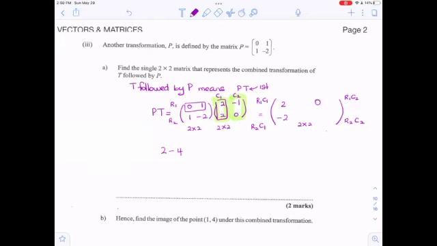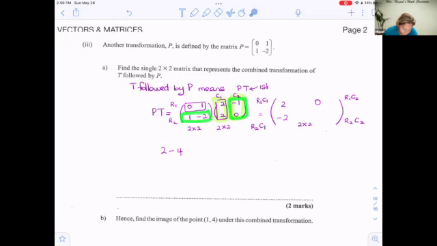Yes, miss. Then we multiply row 2 with column 2. 1 by negative 1. This will give me negative 1. And negative 2 by 0 is 0. So the matrix that we are looking for is 2, 0, negative 2, negative 1. Yes?